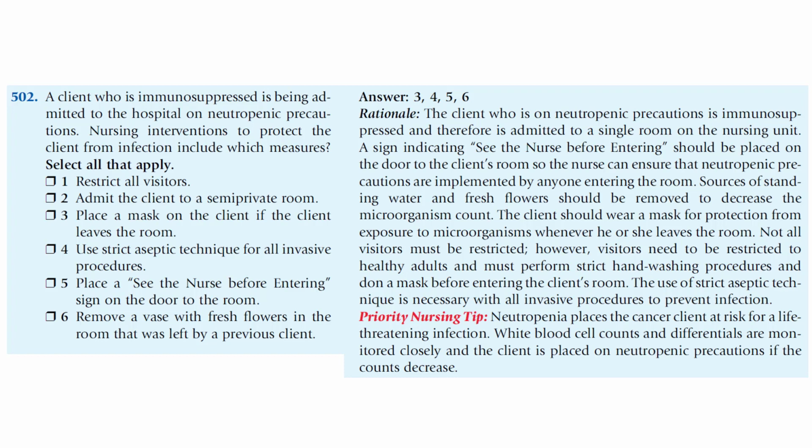Answer: 3, 4, 5, 6. Rationale: the client who is on neutropenic precautions is immunosuppressed and therefore is admitted to a single room on the nursing unit. A sign indicating "See the nurse before entering" should be placed on the door to the client's room so the nurse can ensure that neutropenic precautions are implemented by anyone entering the room.